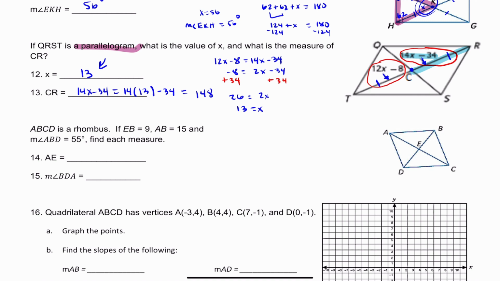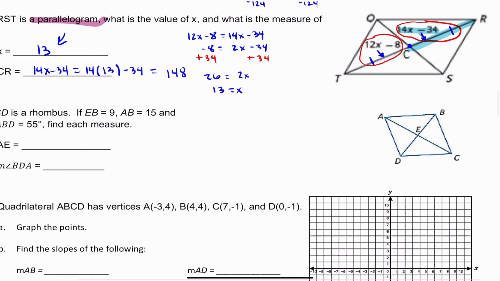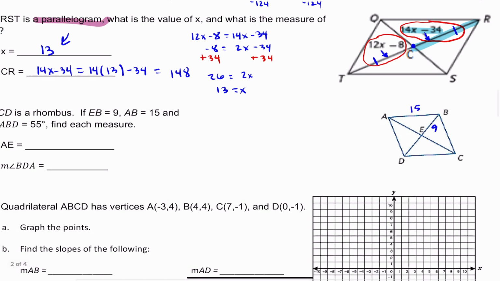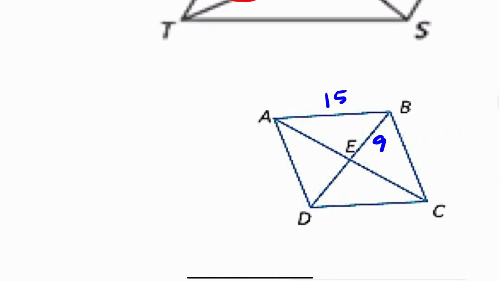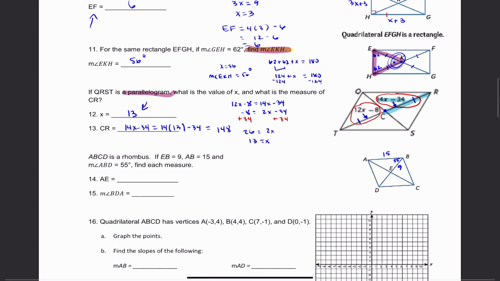ABCD is a rhombus if the measure EB is 9. So here's EB. That's 9. And AB is 15. And know that the measure angle ABD is 55. Okay, so find each measure. Let's go ahead and find AE.